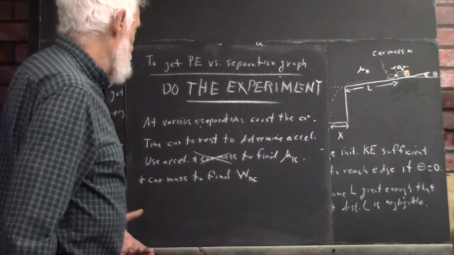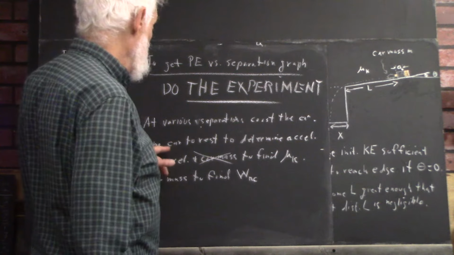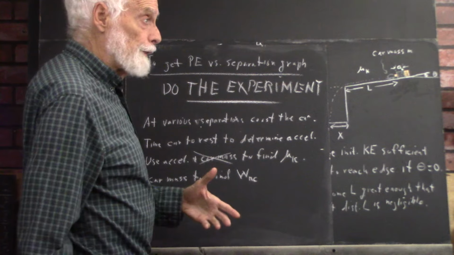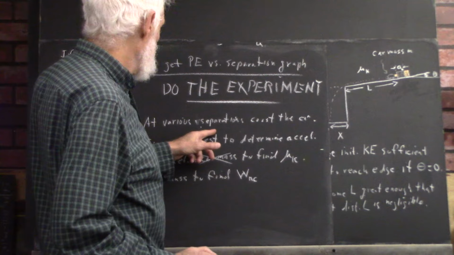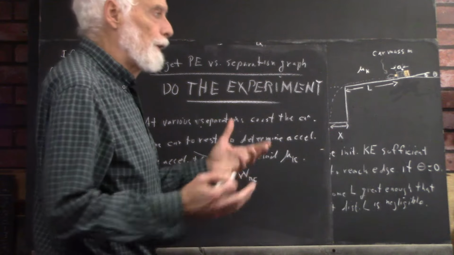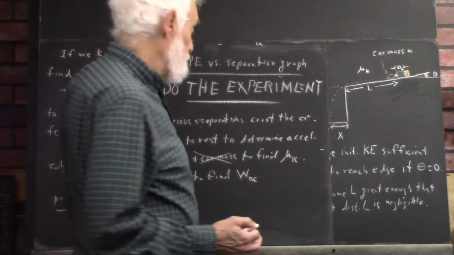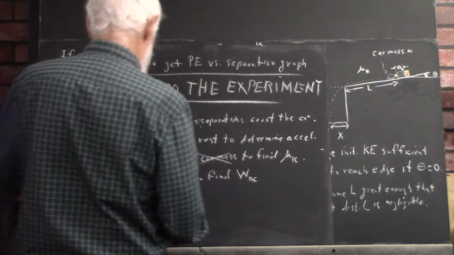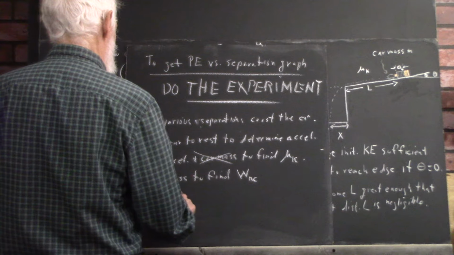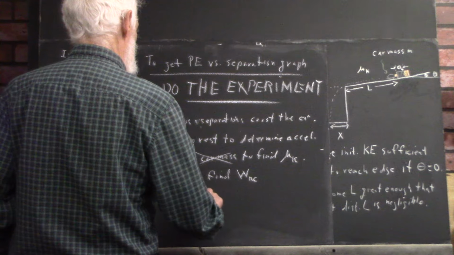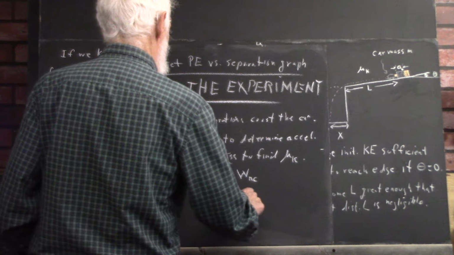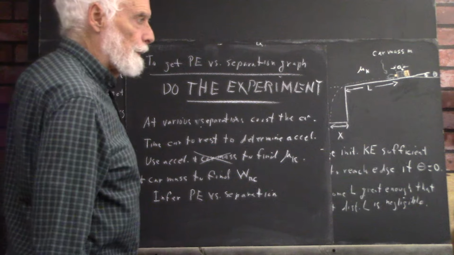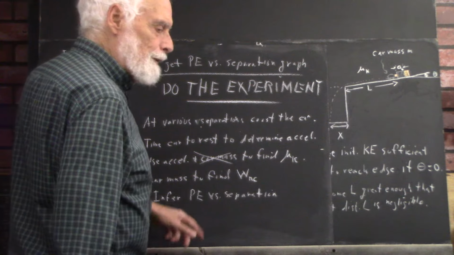In other words, if you know the acceleration of the coasting car, and the mass of the car, you can find the force of friction, and you know how far it goes at different separations. So you know how much energy it took to coast against friction, so you know what the potential energy was. And then you infer potential energy versus separation. Okay, so that's your first step.